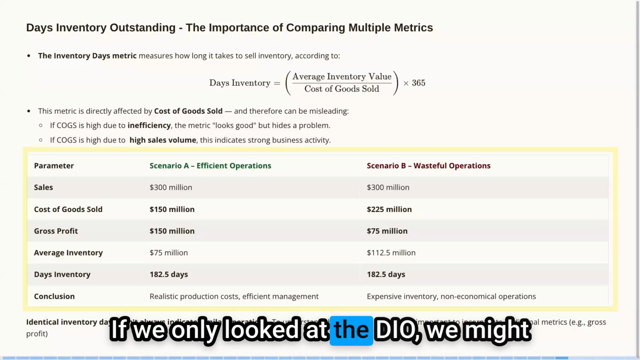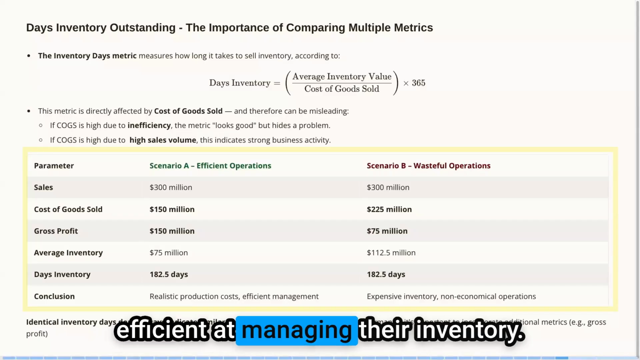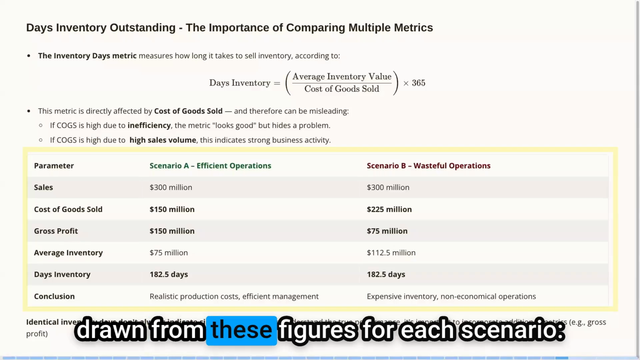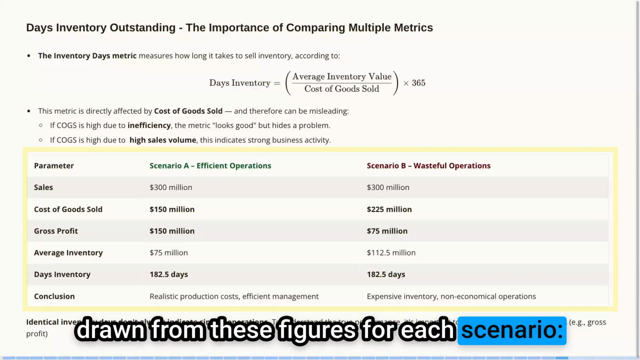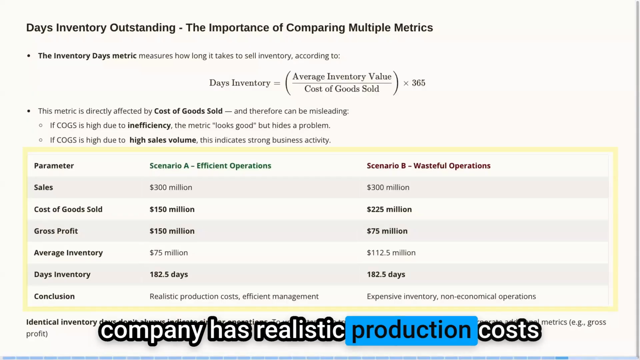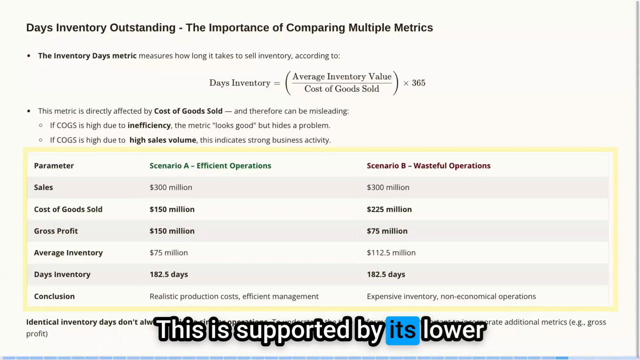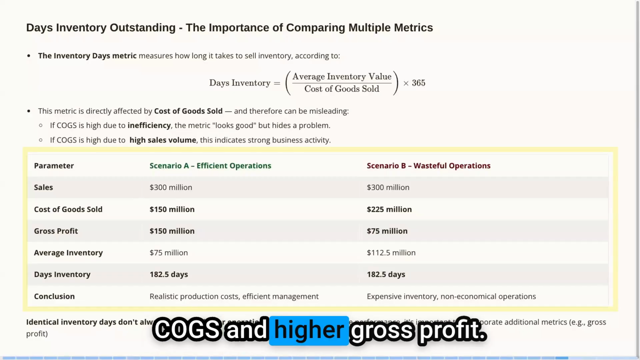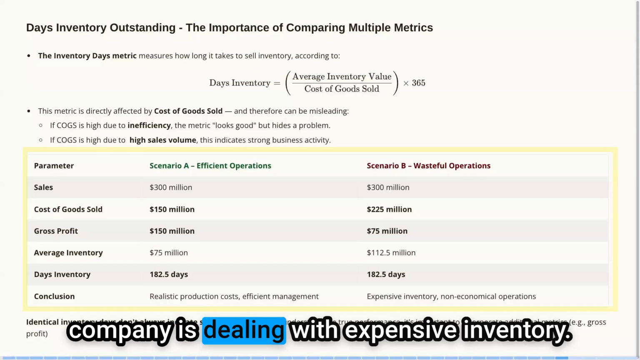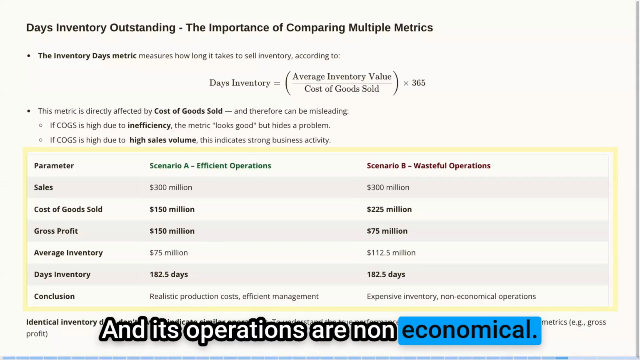If we only looked at the DIO, we might think both companies are equally efficient at managing their inventory. However, when we look at the conclusion drawn from these figures for each scenario, for scenario A, the conclusion is that the company has realistic production costs and is under efficient management. This is supported by its lower COGS and higher gross profit. For scenario B, the conclusion is that the company is dealing with expensive inventory and its operations are non-economical.